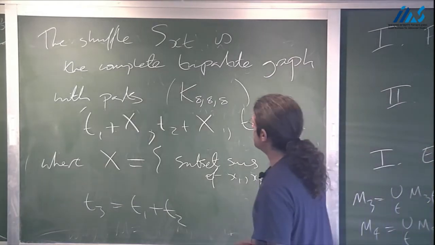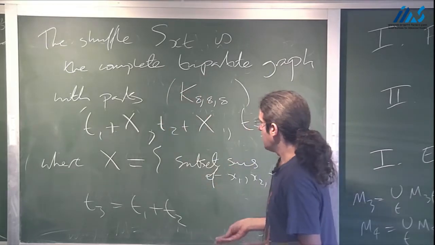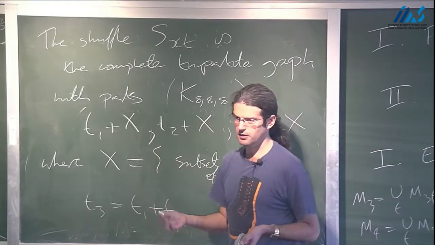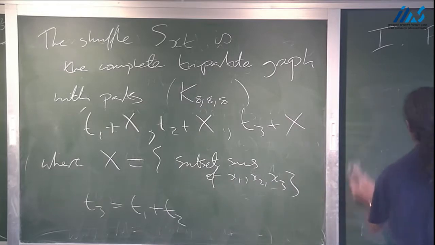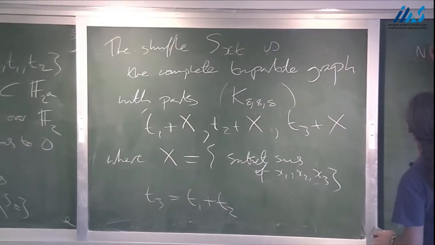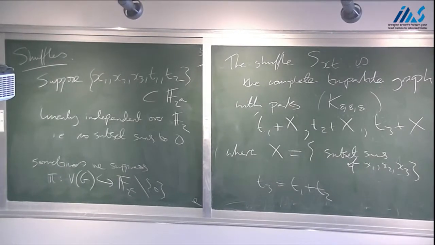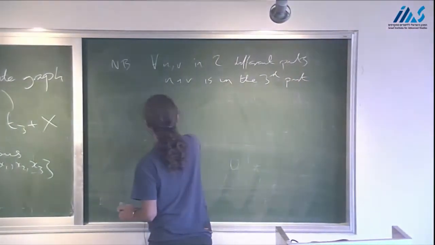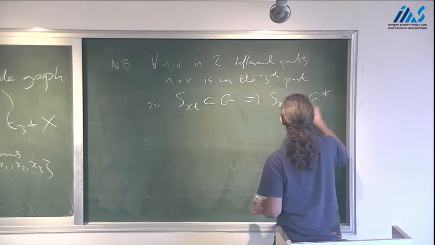Now, this may or may not be contained in G. If it is contained in G, then it's actually contained in G star, because for any choice of two vertices U, V in two different parts, their sum U plus V is in the third part. So if the shuffle is a subgraph of G, then it's a subgraph of G star. Okay.